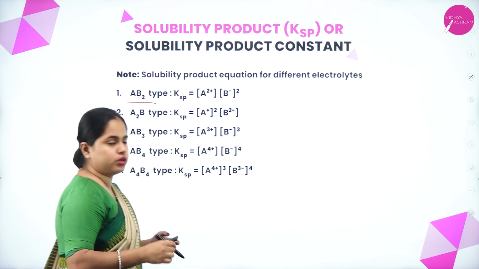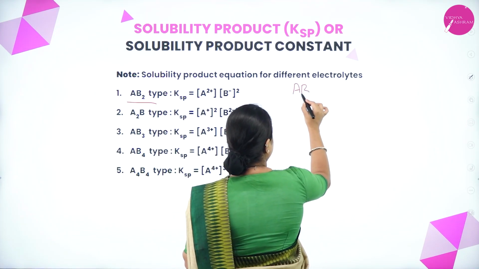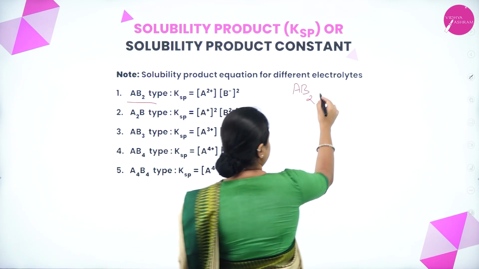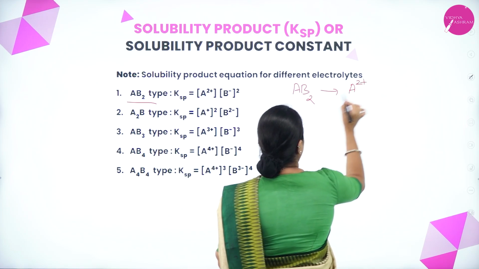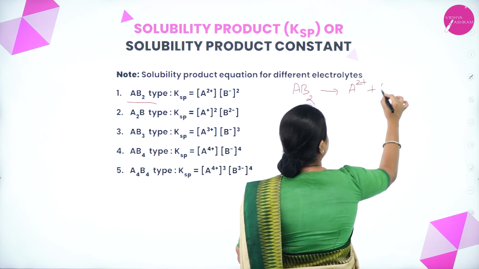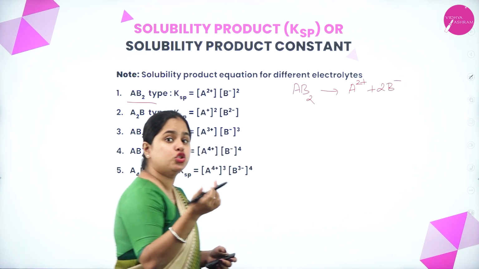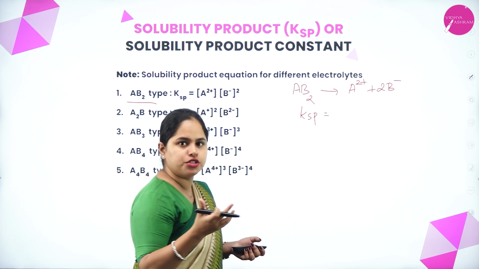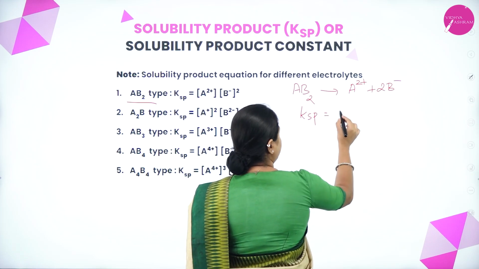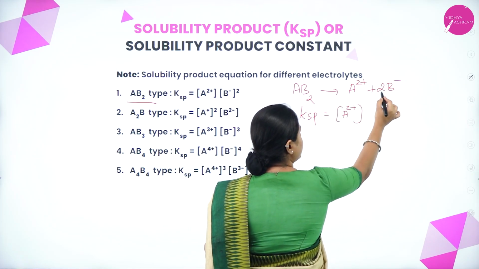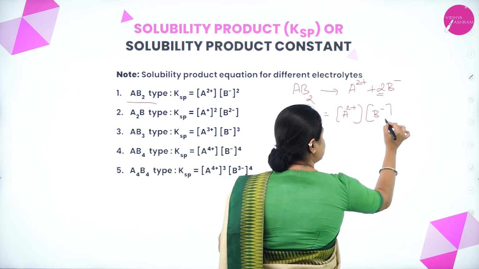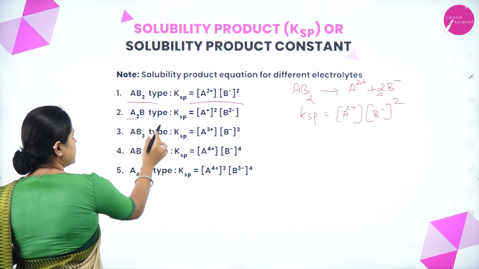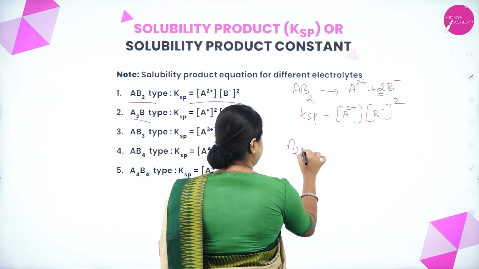First will be AB2 type. What is AB2 type? We discussed AB type, which dissociates into A plus and B minus. AB2 type dissociates into A2 plus and 2B minus. So how do I write KSP? It is the product of the molar concentration of the ions. Is there any number of moles here? No. It will be A2 plus, and the 2 will come as the power, so don't write the 2 here. Clear? Now the next one is A2B type. How does it dissociate?